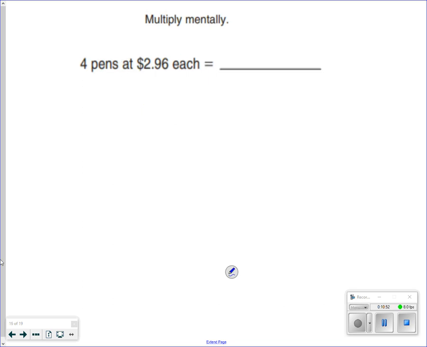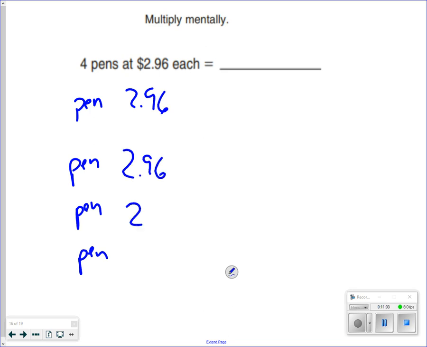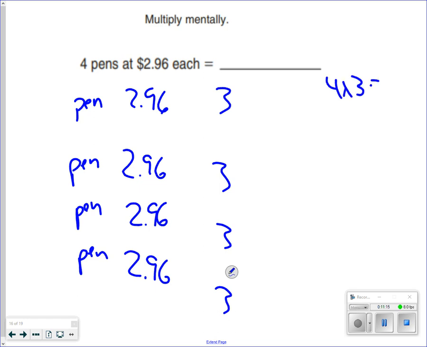4 pens. So we have a pen, pen, pen, pen. Each one is $2.96. It says to multiply mentally. I know, but I have to explain my thinking. Okay. So we're going to round each of these to $3. So we're essentially doing 4 times 3 equals 12. But wait, 12 isn't our answer. Each one of these, we have to take 4 cents off of each one, because the pen isn't exactly $3.